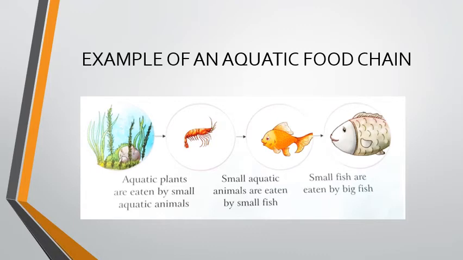There are various food chains in nature. Food chain also exists in water. Such a food chain is called an aquatic food chain. An example of aquatic food chain is given below.